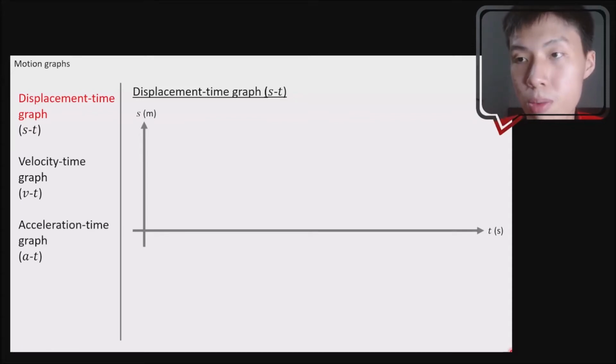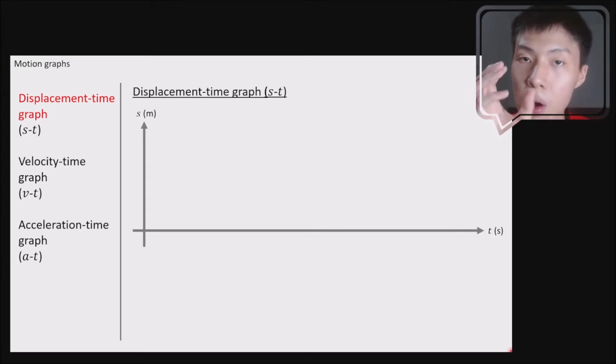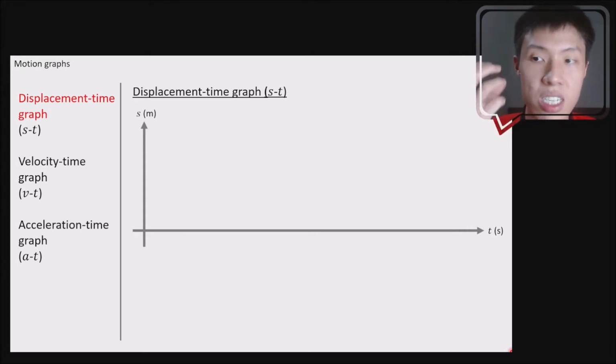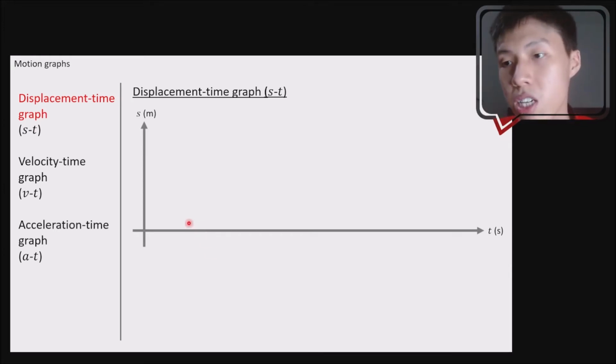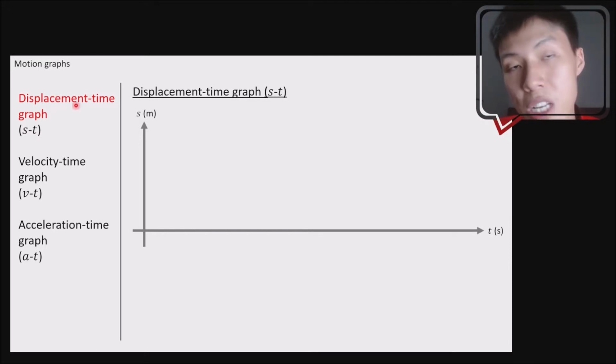We now move on from the topic of kinematics quantities to motion graphs. Motion graphs are graphs that we use to show or describe how an object changes its displacement, its velocity, its acceleration with time. We are going to learn three types of motion graphs, namely the displacement time graph, the velocity time graph, and the acceleration time graph.